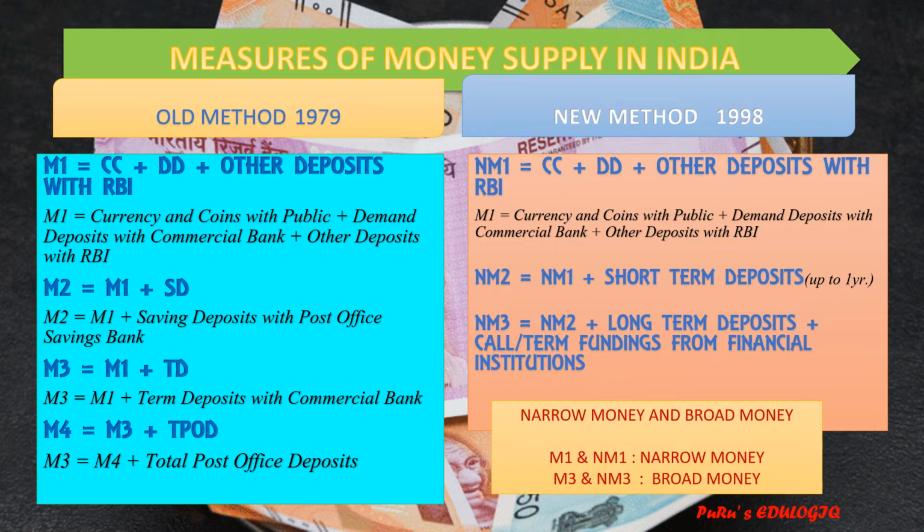Now, the most prominent question that students face is narrow and broad money. What is narrow money? M1 or NM1 is called narrow money as it focuses on the major function, that is medium of exchange of money, only on one function. But when it comes to broad money, M3 and NM3 are called broad money as they not only focus on the medium of exchange function of money but also emphasize the other function, that is store of value. Hence, in broad money we include term deposits, which are referred to as the store of value of money, which performs the function of money as store of value.